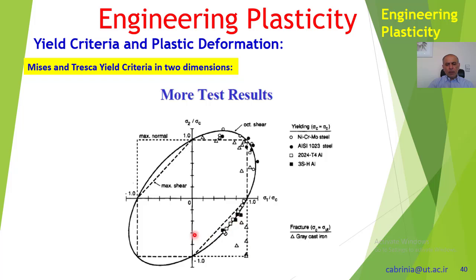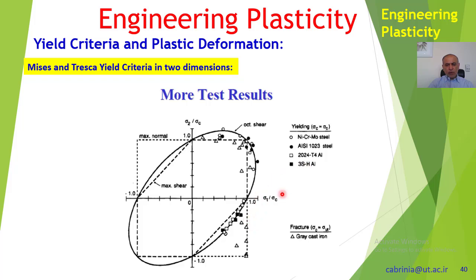Here we have shown some other materials like nickel, chrome, molybdenum steel. This is a high alloy steel. This is a 1023 steel. This is a simple carbon steel. It has 0.23 percentage of carbon. This is steel, simple carbon steels. And this is aluminum T4 series 2024, and this is another aluminum, cast aluminum.